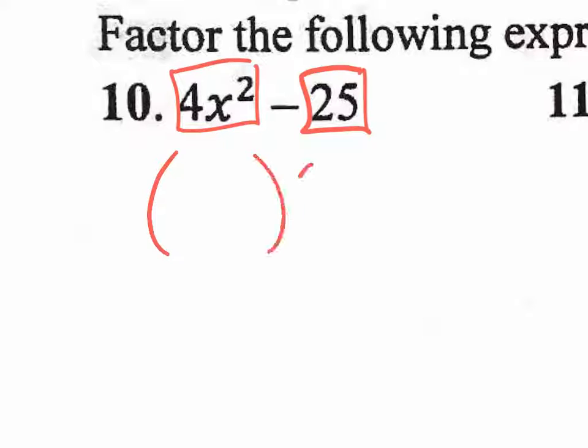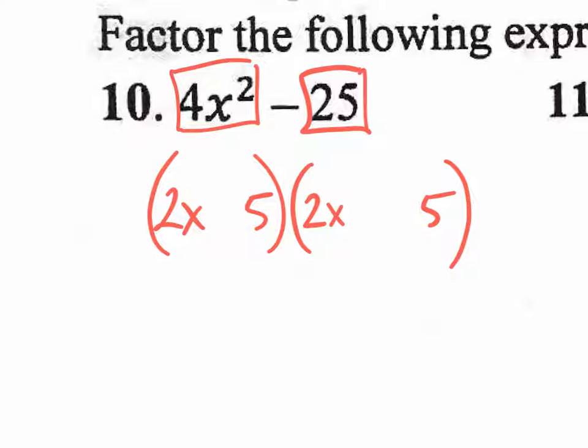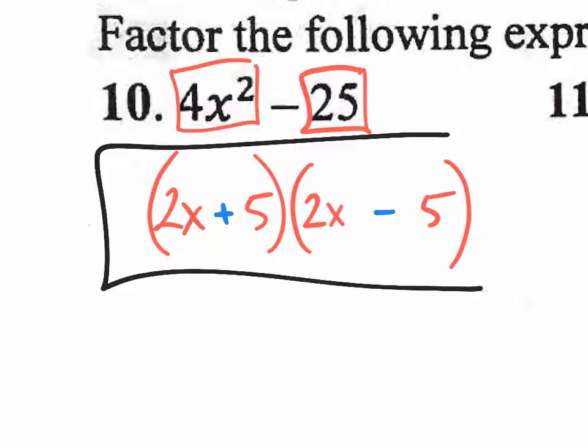So let's do that. The square root of 4x squared is 2x. The square root of 25 is 5. So if you put both of those right there, and then think about the symbols, one has to be plus, one has to be minus, because the middle term cancels out. And that is all there is to it. That's number 10. Let's move on to number 11.